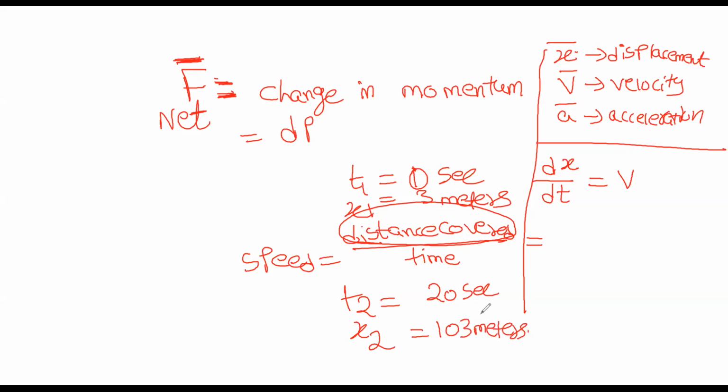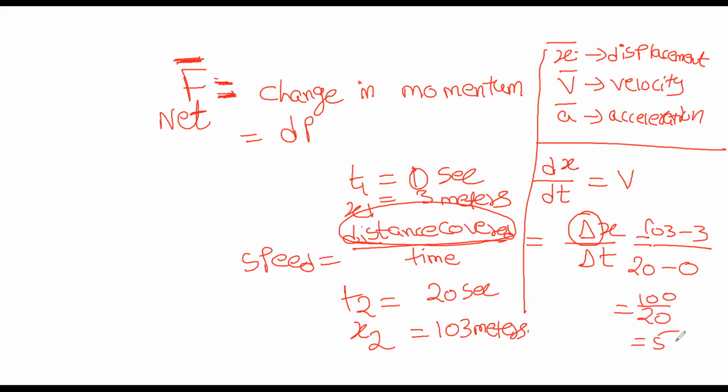Okay. Next, for finding the speed, what is the formula? Delta x by delta t. That is nothing but change in displacement upon change in time, right? Right. So delta x is nothing but 103 minus 3. You're taking the difference. That is the change, right? Yeah. So then delta t, that is 20 minus 0. We got 100 by 20. Okay, we'll get 5 meters per second.